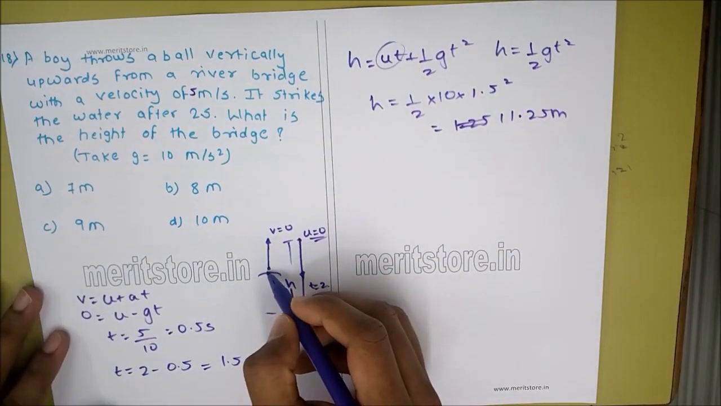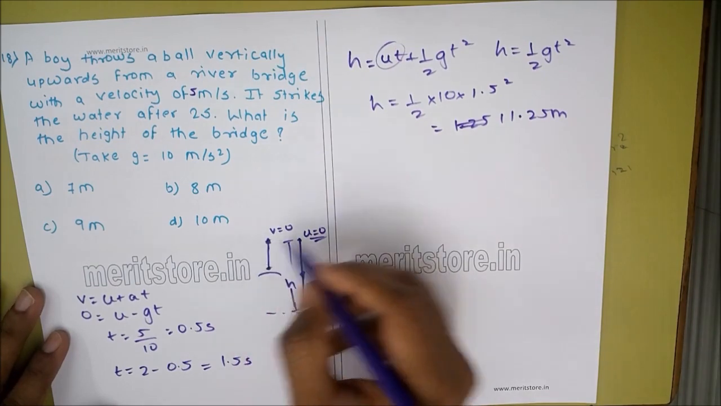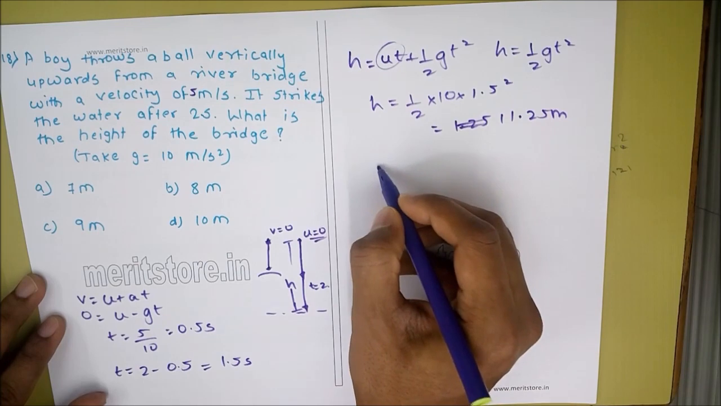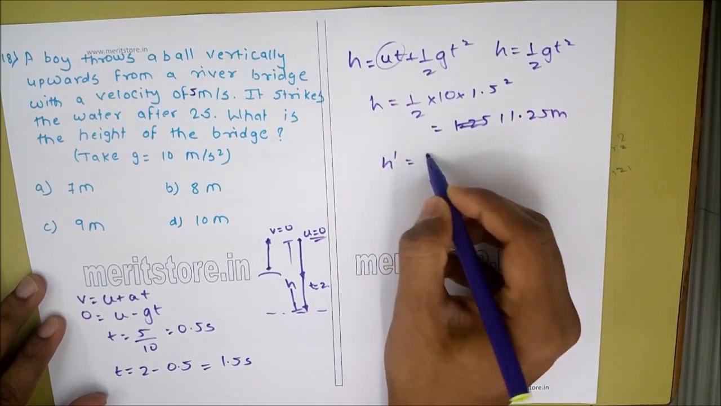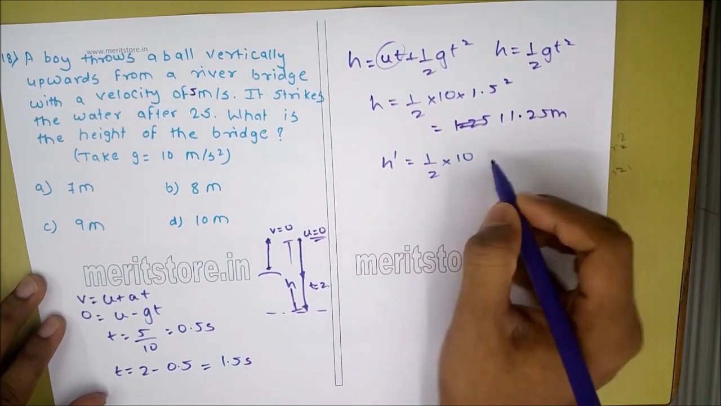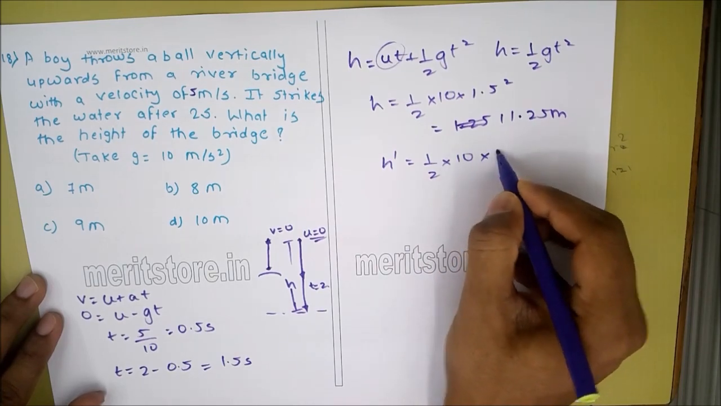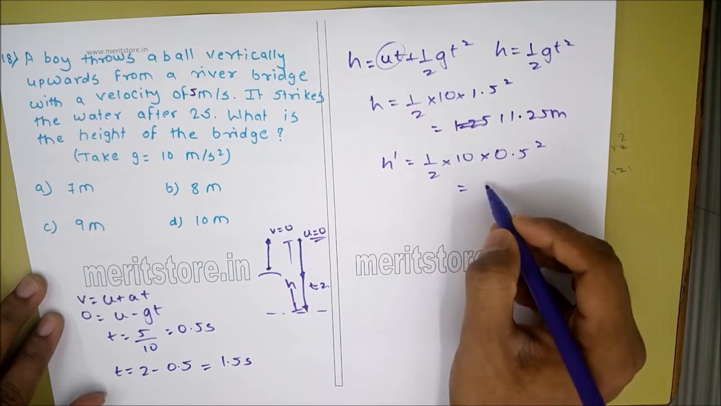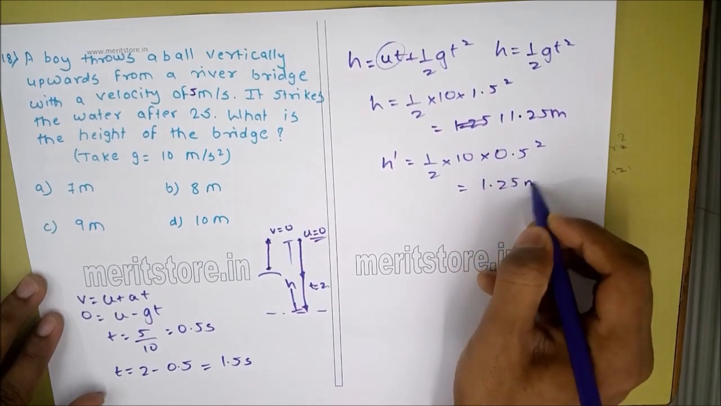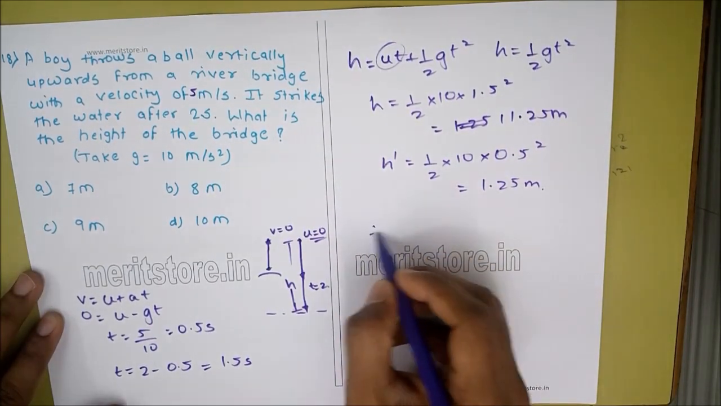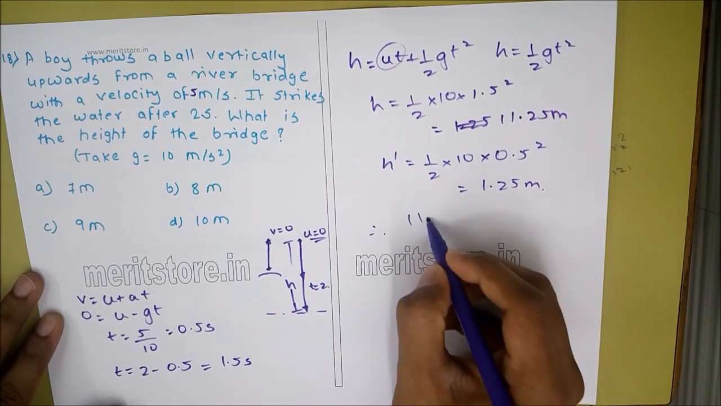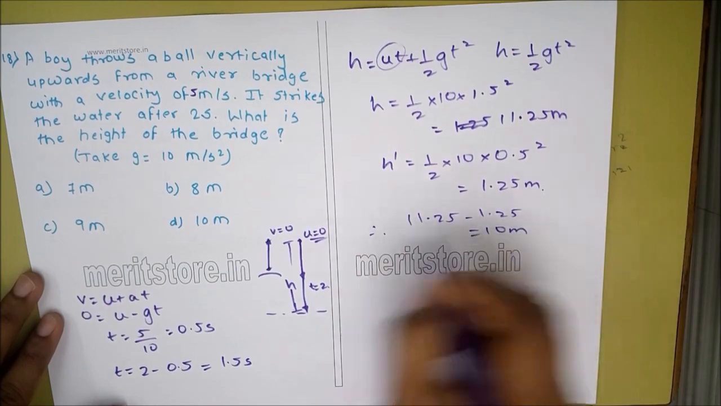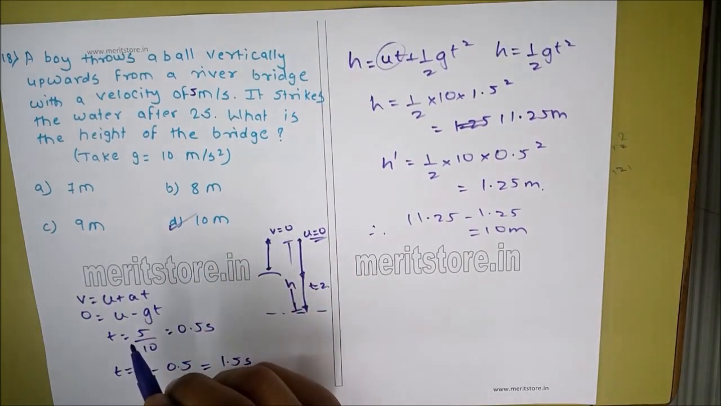Also, the height which is traveled from this point to this point is given by h dash, which can be given as half into 10 into 0.5 square, which is nothing but 1.25 meters. Therefore, the height of the bridge is 11.25 minus 1.25, which is nothing but 10 meters. Hence, option D is the correct answer.